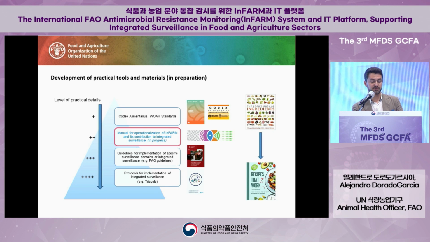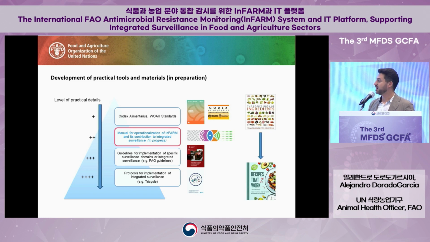So as I said before, launching the open call for data, we need to produce guidance materials. When we talk about guidance materials, there are different levels of practical details we can give. So the Codex texts and the guidelines on integrated monitoring and surveillance are giving ingredients, but it's like the book of ingredients, but sometimes you don't know how to use these ingredients to make the recipe. So these are the texts, how to implement it practically.